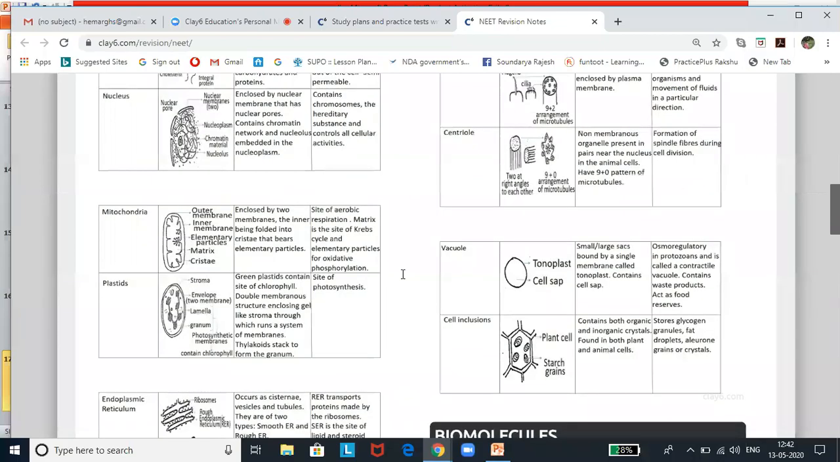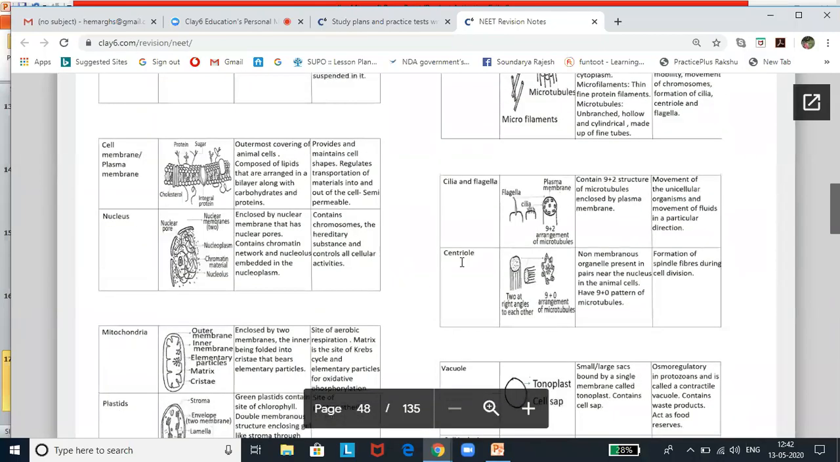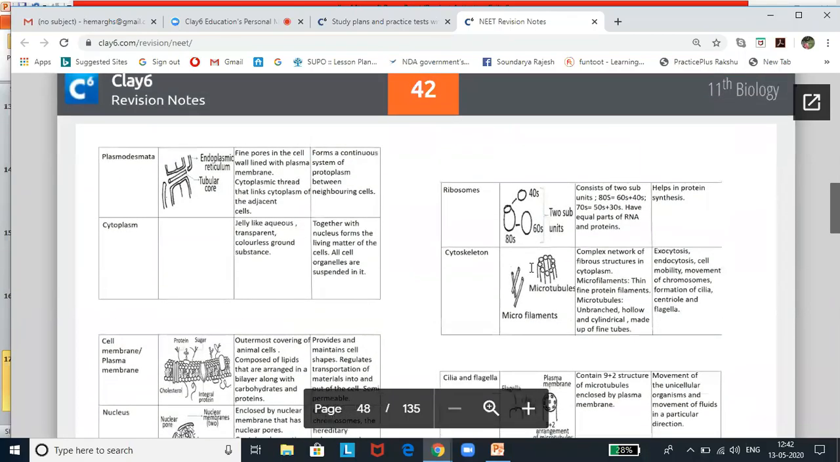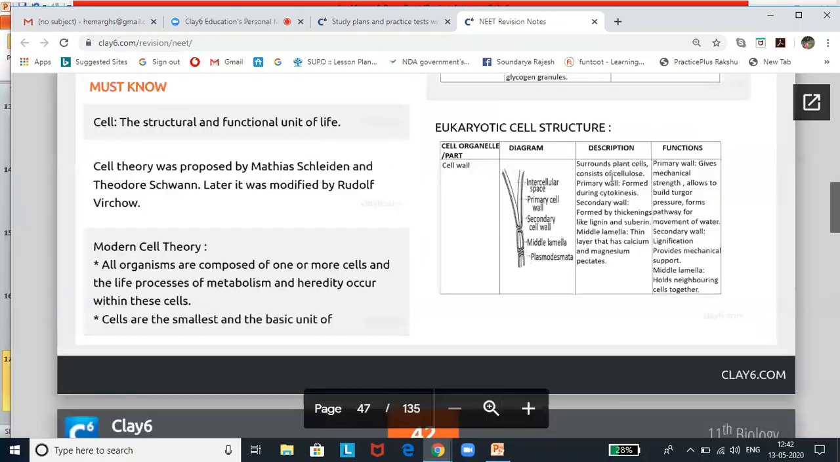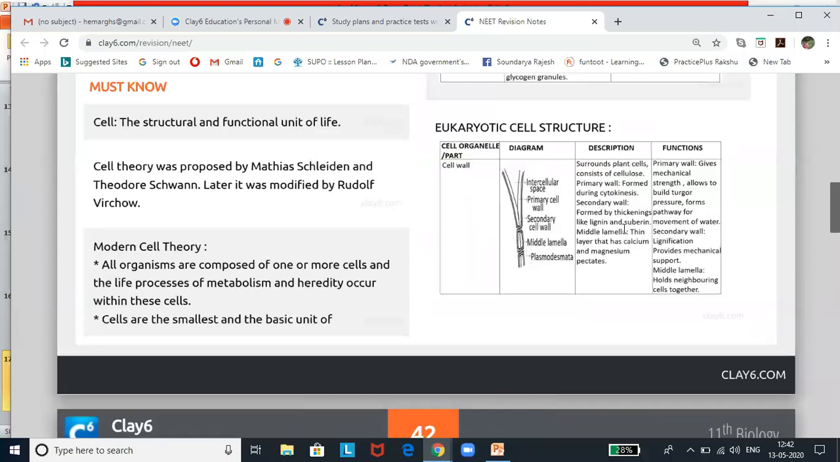Now, another thing which is present only in the plant cell is the cell wall. So a cell wall consists of cellulose. The primary wall is formed during cytokinesis. Secondary wall is formed due to the thickenings, deposition of lignin and suberin. Now middle lamella is a thin layer that has calcium and magnesium pectates. So this is the diagram of a cell wall.